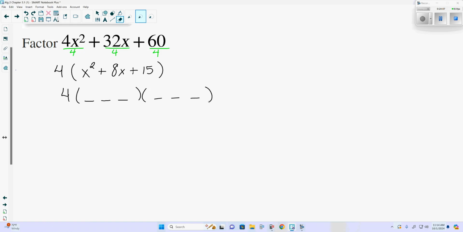Step number 3 is to find the sign. If the third term is positive, the signs are the same and match the sign of the middle term. If the third term is negative, the signs are opposite. So the third term is positive, so the signs are the same, and they match the sign of the middle term, which is also positive. Positive and positive. Questions on steps 1, 2, or 3?